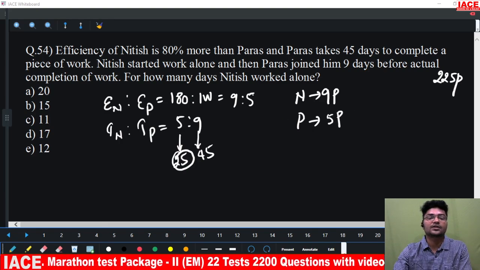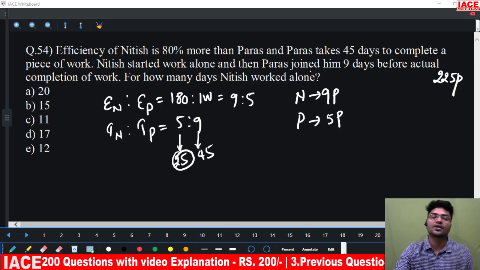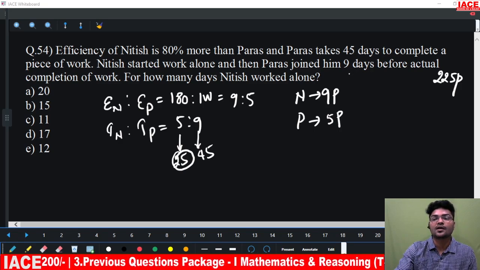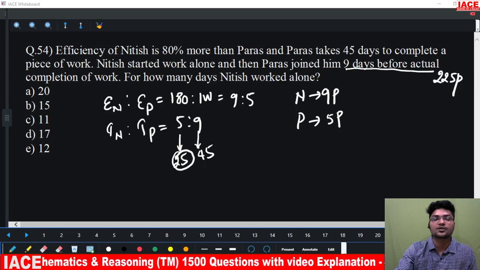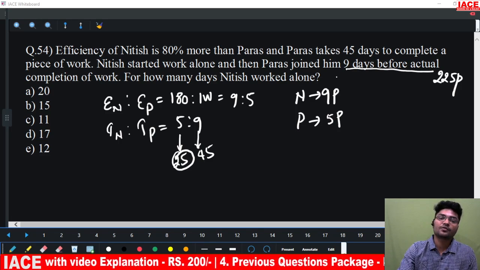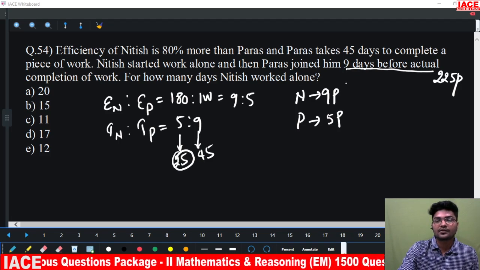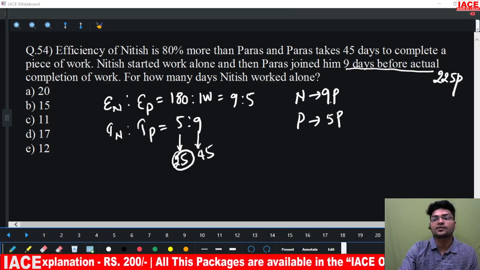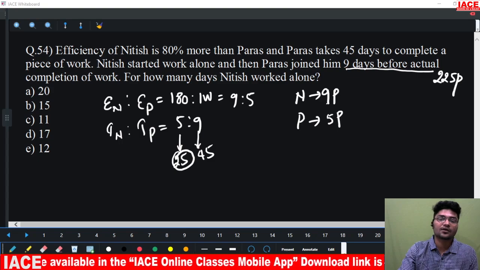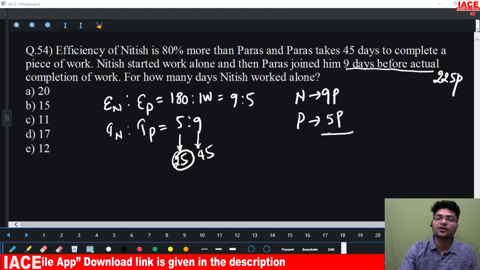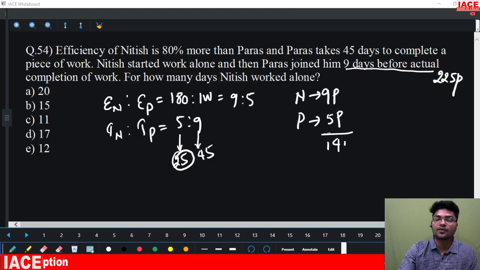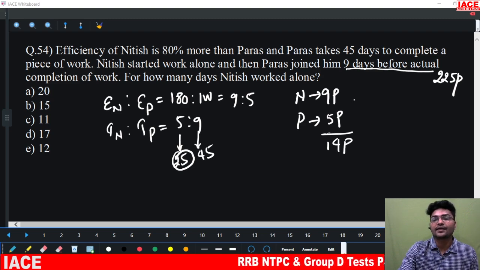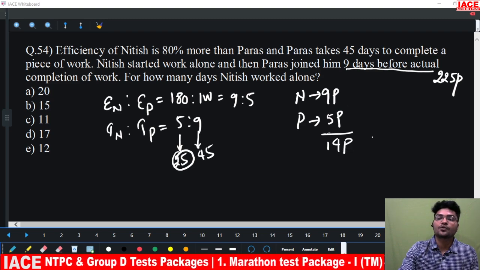Now coming to the question, Nitish started the work alone, then Paras joined him 9 days before the actual completion of work. 9 days before means these 9 days Nitish and Paras combinedly worked. Both have worked means if both of them work together, how much will they do? 14 parts.